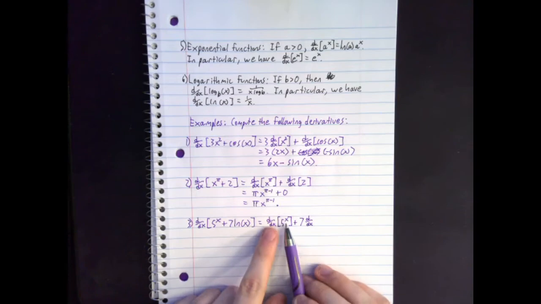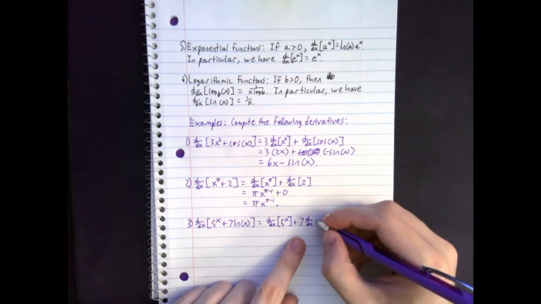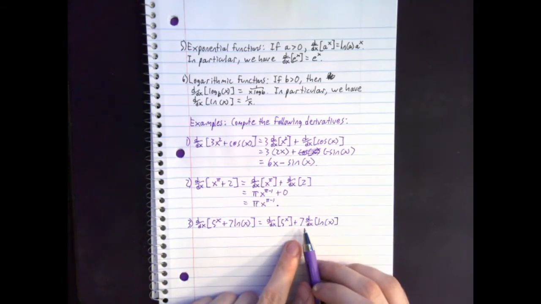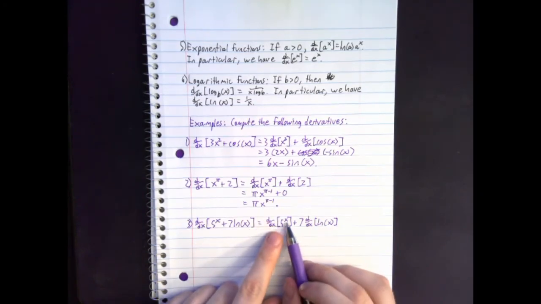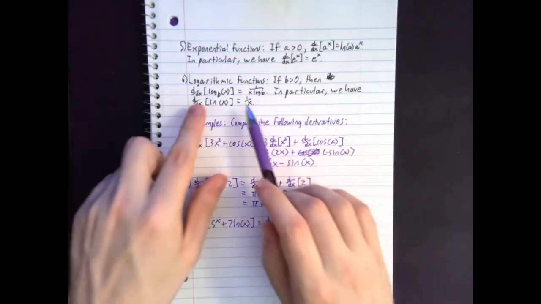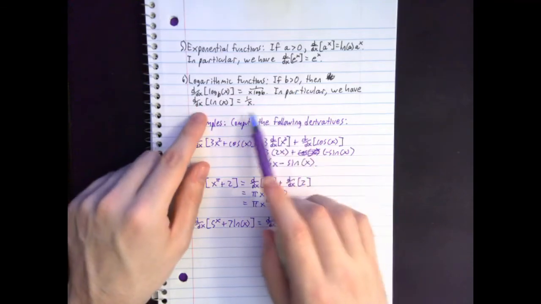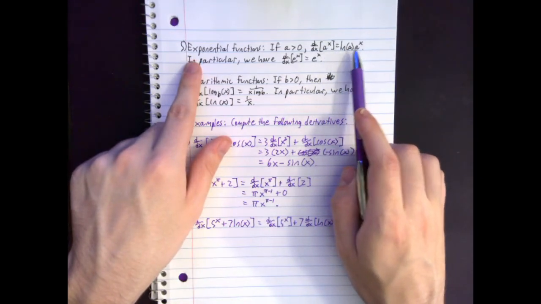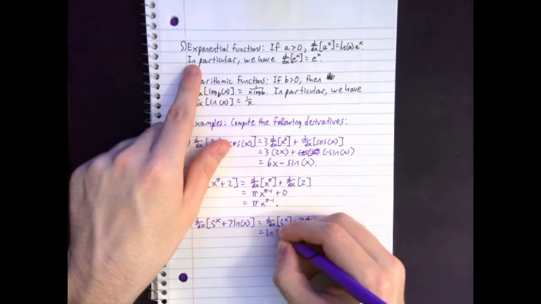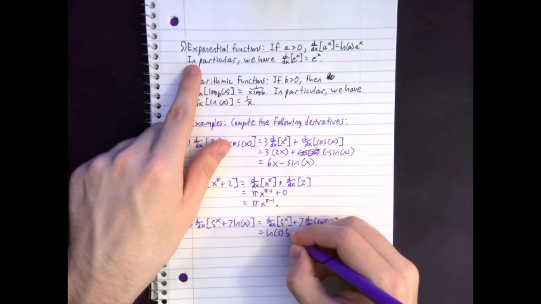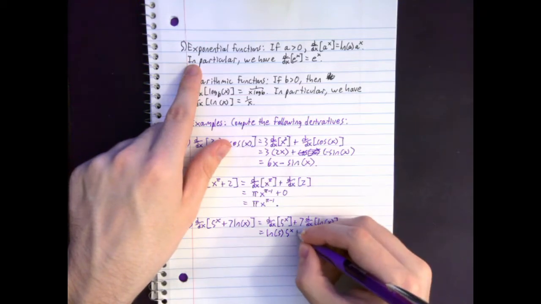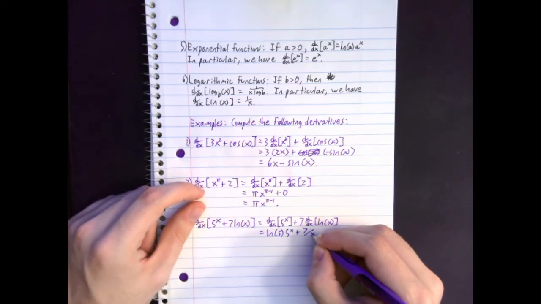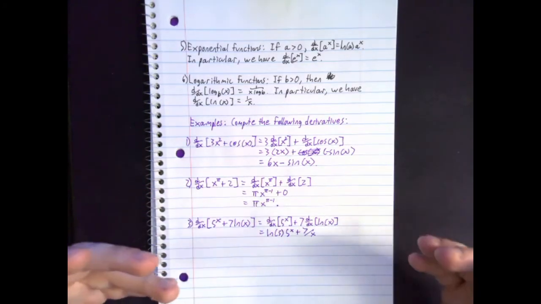So the derivative of 5 to the power of x, and then plus 7 times the derivative of the natural log of x. And here the 7 has come out front because it's a constant. So the derivative of 5 to the power of x, I apply my exponential derivative. So I get the natural log of 5 times 5 to the x. And then plus 7. The derivative of natural log of x is 1 over x, so I get 7 divided by x. 7 times 1 over x is just the same thing as 7 divided by x.